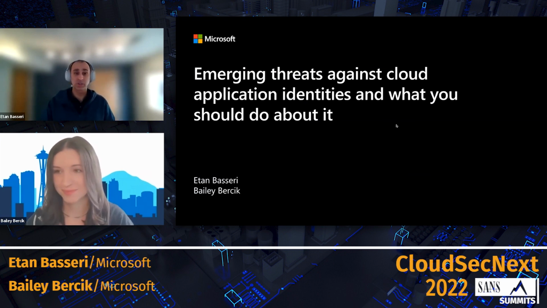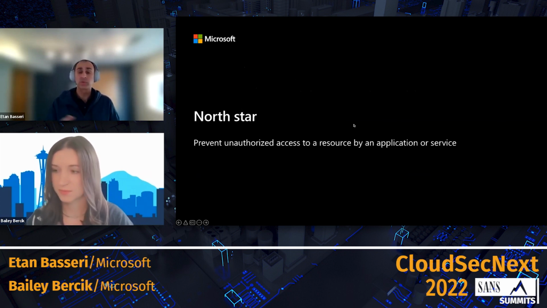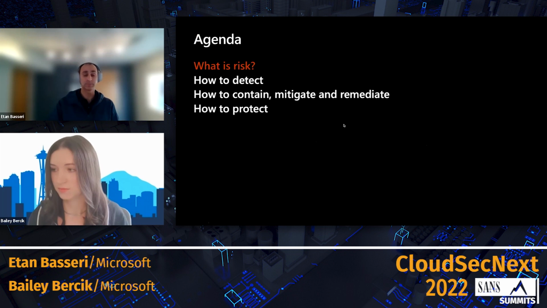So yeah, we want to talk to you about some of the emerging threats that we're seeing against cloud app identities. And of course, most importantly, what are the things that you can do about it today? Now, as we go through this presentation, we want to keep an eye on the North Star. When we think about identity in general, it's about preventing unauthorized access, in this case, to a resource by an app or a service. And we'll talk through all of those details, but that's really our North Star: preventing unauthorized access, right?